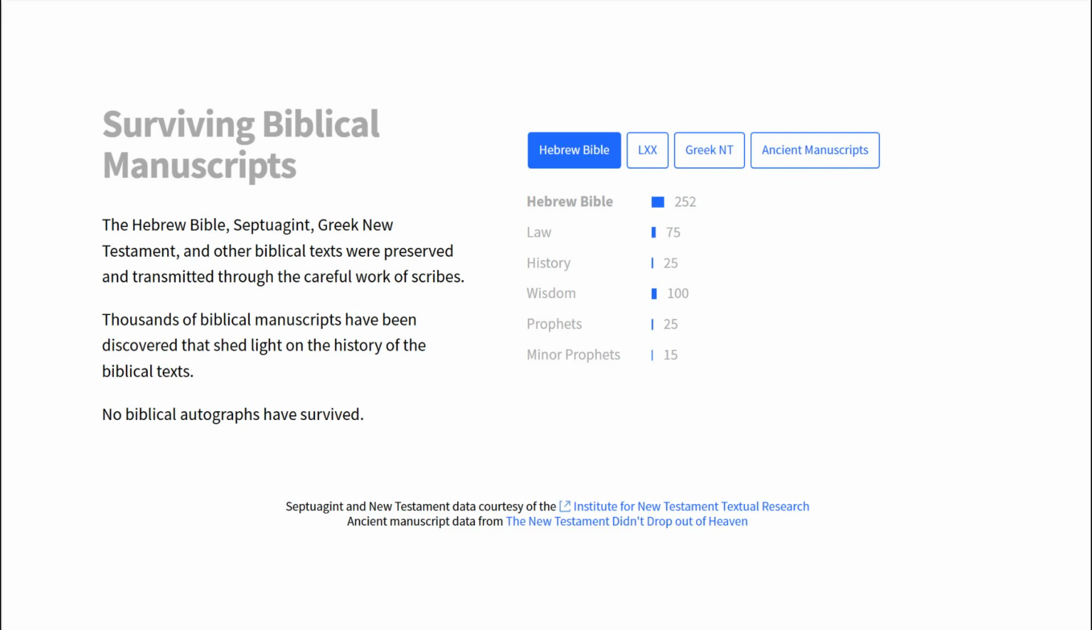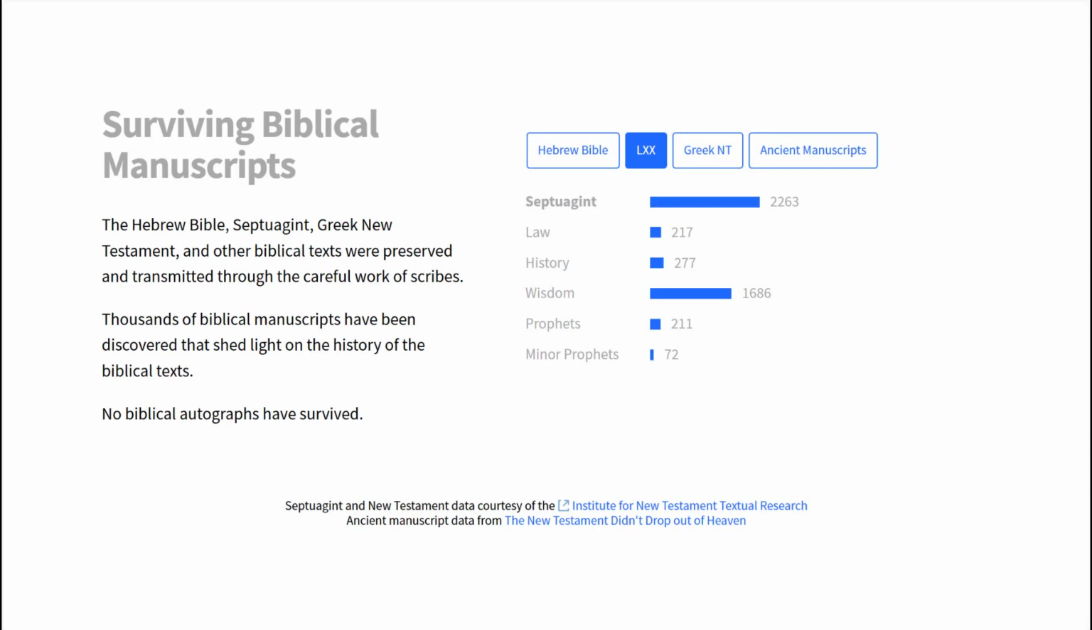And so the Hebrew Bible, for example, and that includes Hebrew manuscripts as well as Greek translations of the Hebrew Bible, called the Septuagint, we'll talk about that in a minute. We've got over 252 Hebrew manuscripts that have survived from all of the different books, okay? And when it comes to Greek translations, the Greek translation of the Hebrew Old Testament is called the Septuagint. We'll talk about that in a minute.